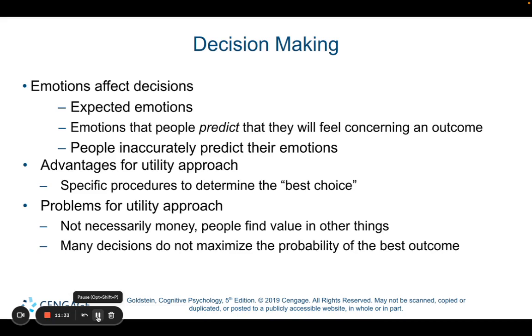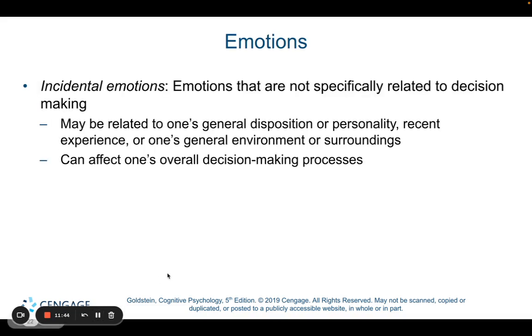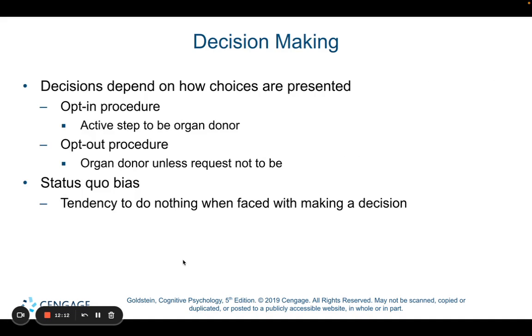And then there are also some problems for the utility approach, which says that it's not necessarily money that people find valuable. Sometimes people find value in other things, and many decisions are not maximized by the probability of the best outcome. We also have to consider incidental emotions. These are emotions that are not specifically related to the decision making process. They could be related to a person's personality or their general disposition, recent experiences, or their environment or surroundings. And then incidental emotions can also be affected by one's overall decision making process.